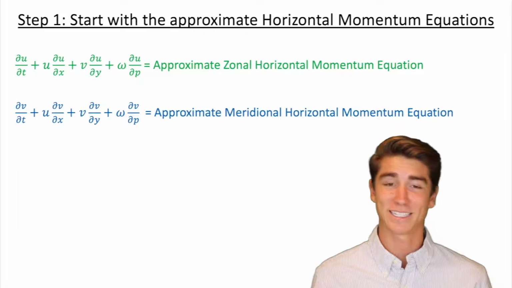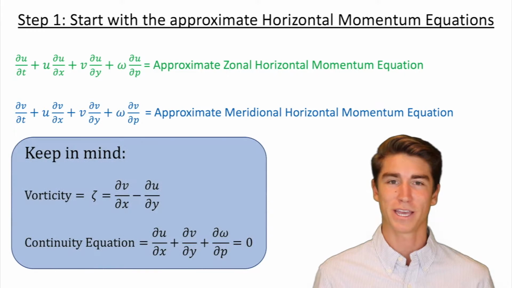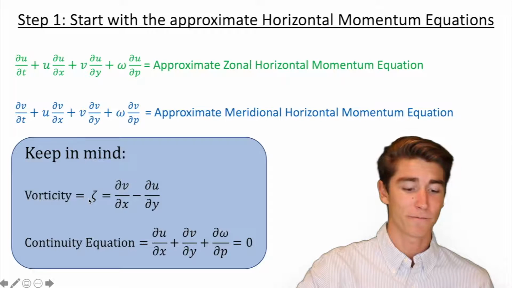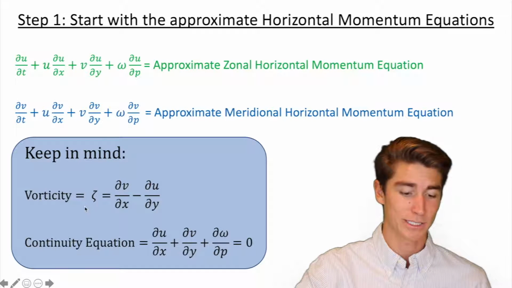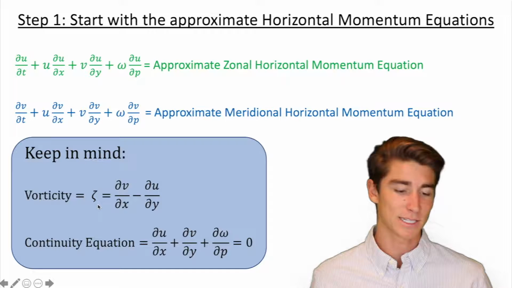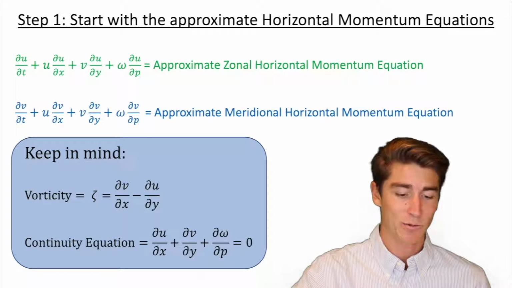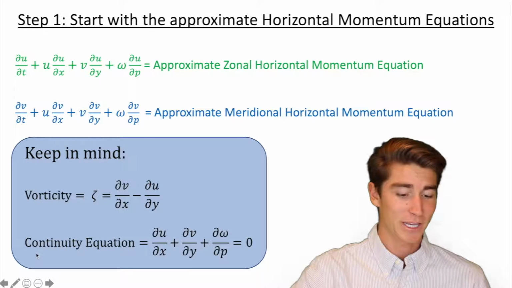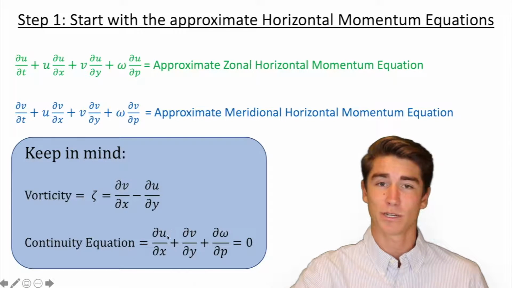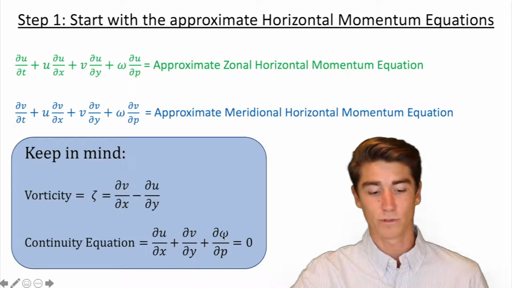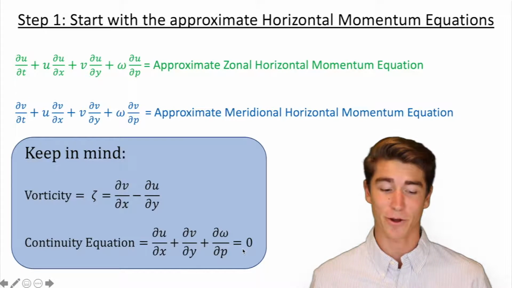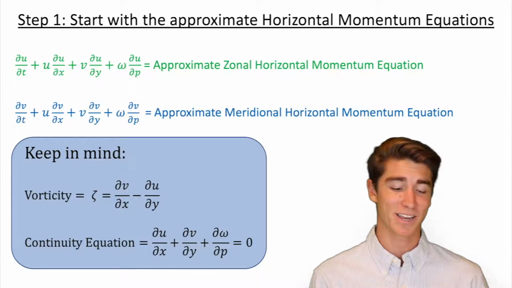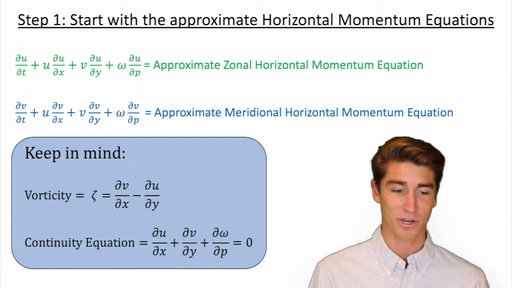Before we get into the exact steps, I'm going to go over two things you should keep in mind throughout this video. One is what vorticity is equal to. You see it's the sigma that represents, that's the symbol for vorticity, and it's equal to dv/dx minus du/dy. And here you see the continuity equation is du/dx plus dv/dy plus dw/dp, and that is equal to 0. Now you might not know why this is important yet, but keep these in mind because they are crucial in deriving the vorticity equation.